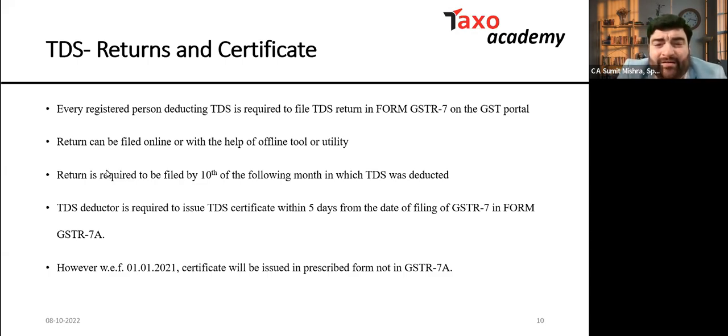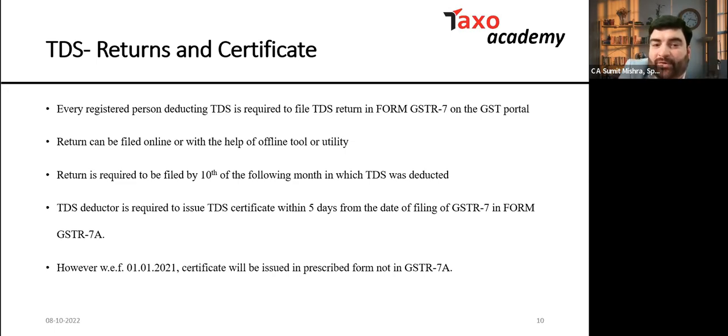So TDS certificate. Again, I'm filing the return on 10th of the following month. So after filing, within 5 days, I would have to issue a certificate in the form GSTR 7A. But there seems no such requirement because it is an automatic process: putting the details of deduction and payment on the portal by 10th of November, it is automatically reflected in the supplier's portal.